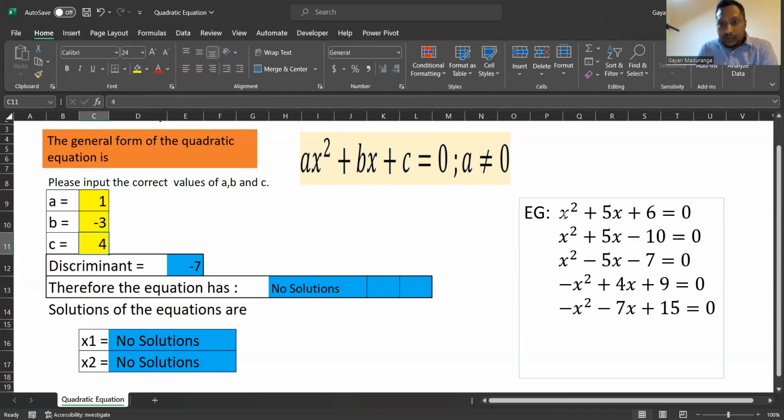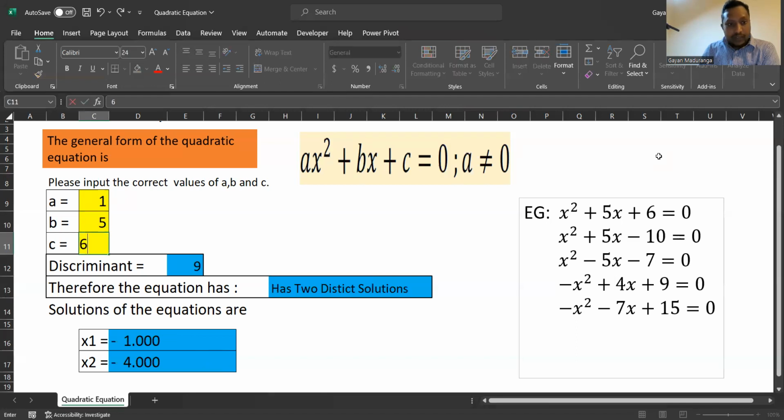Okay, in the first one, A is plus 1, B is plus 5, C is plus 6. So let's input 1, 5, 6. The discriminant of the equation is 1 and it has two distinct solutions, and the two solutions are -2 and -3.